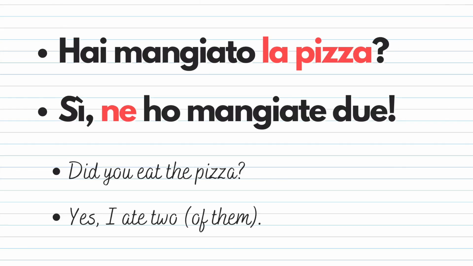So I'm going to use ne. Now, since ne is replacing the word pizza, but actually it's replacing the word pizze, because I'm saying that I ate due pizze, and pizze is feminine and plural, I will have to change the past participle mangiato into mangiate, so the feminine and plural version.